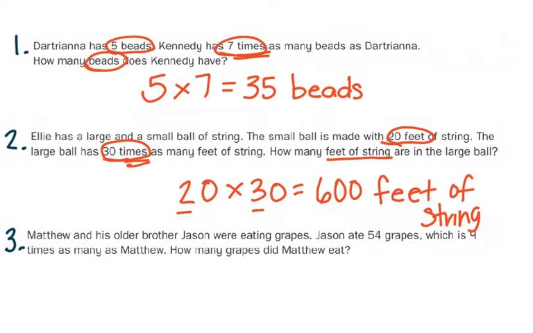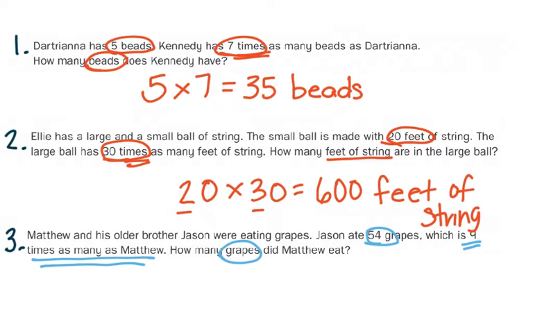solution. Number 3, Matthew and his older brother Jason were eating grapes. Jason ate 54 grapes. He must have been hungry, which is 9 times as many as Matthew. How many grapes did Matthew eat? Go ahead and solve this one. Remember, Jason ate 9 times as many as Matthew, so Matthew cannot have more than him. Go ahead and solve it. Pause the video if needed.